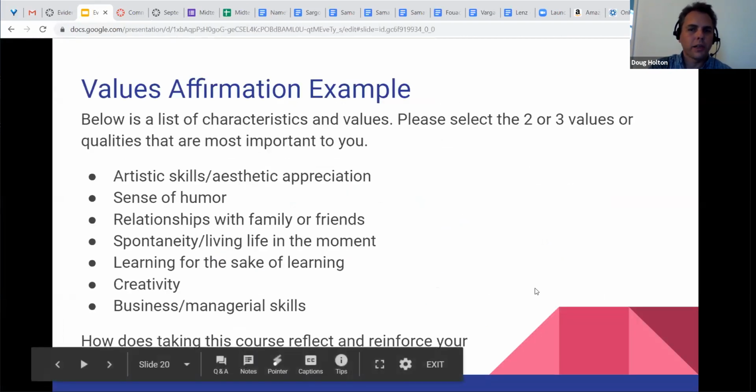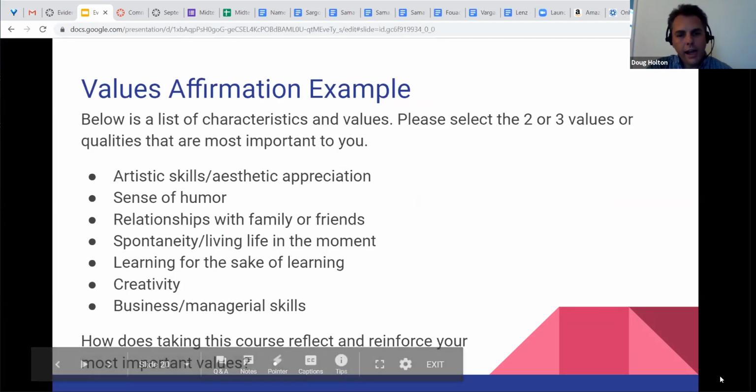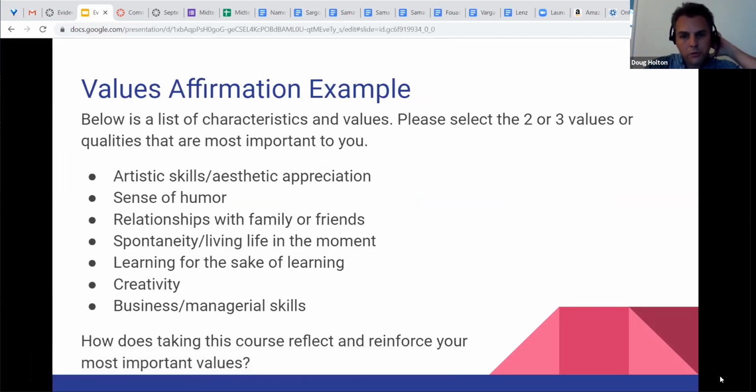So this is just a quick little survey where you ask students to identify 2 or 3 values that are important to them, like their sense of humor or creativity and so on. And then you ask them to say, how do these values, or how does this course, reflect and reinforce your values? And that's pretty much the entire survey. Just a little activity like this tries to help make that deep connection between what they're learning in the course and things that they value.